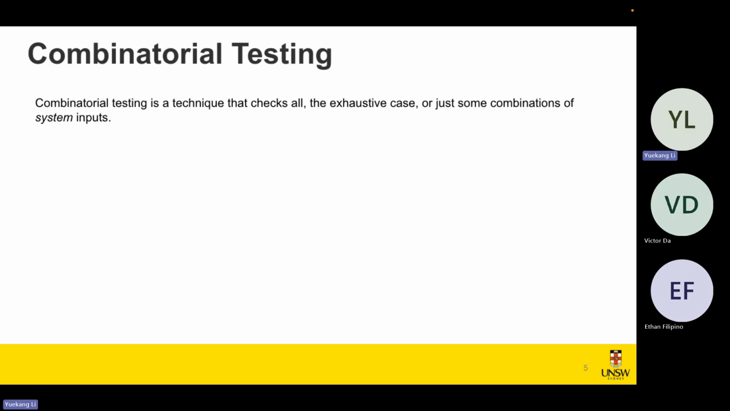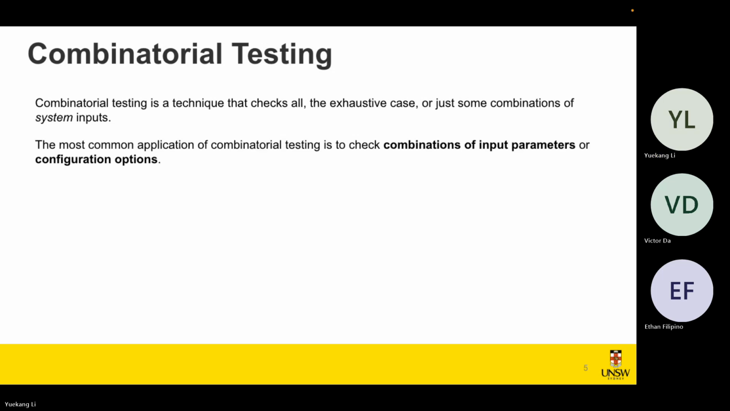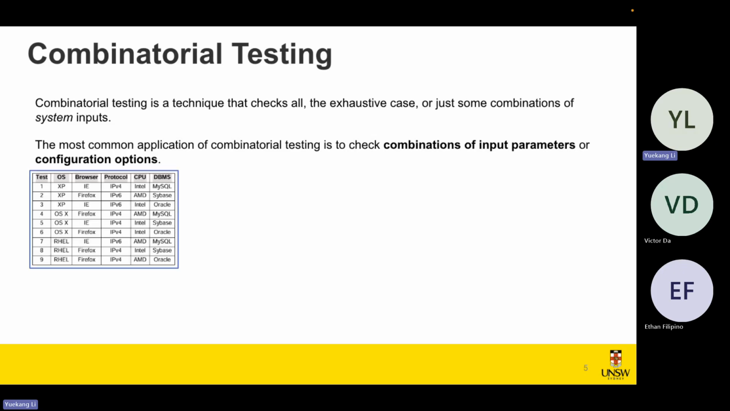And here is the definition. Combinatorial testing is a technique that checks all the cases or just some of the combinations of the system level of inputs. And the system inputs could be the user inputs, could also be configuration options, right? The most common applications here are just the two cases we just mentioned. We can try out different user inputs, we can try out different system options.